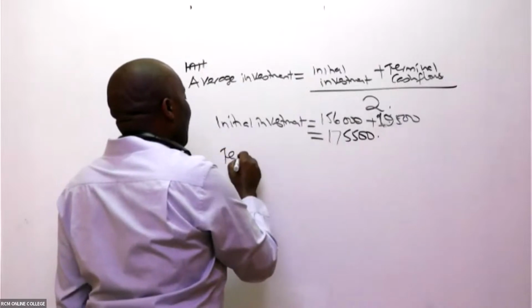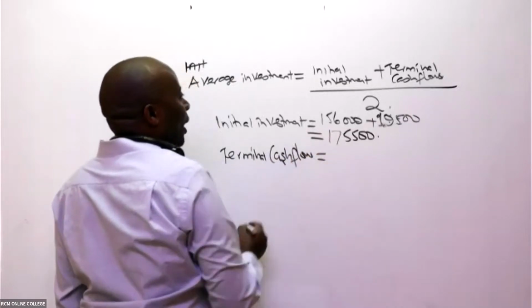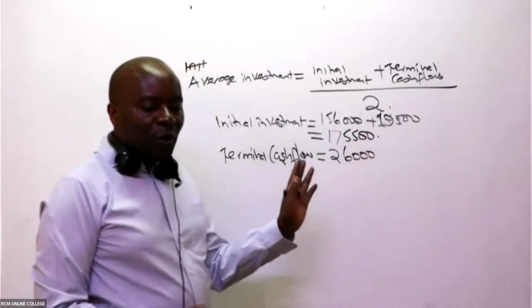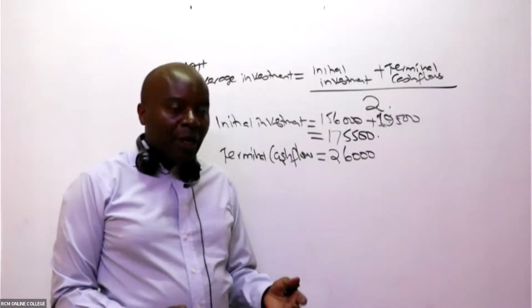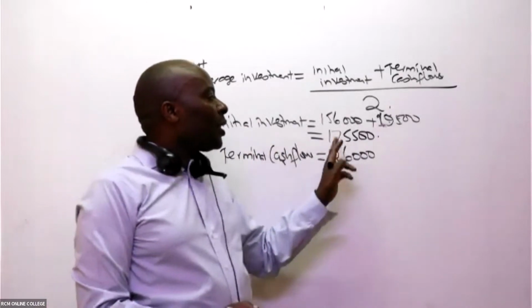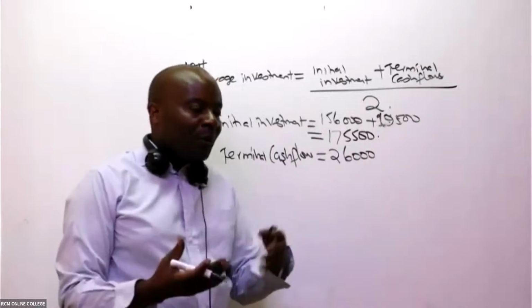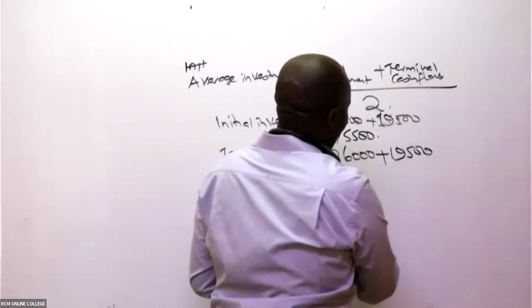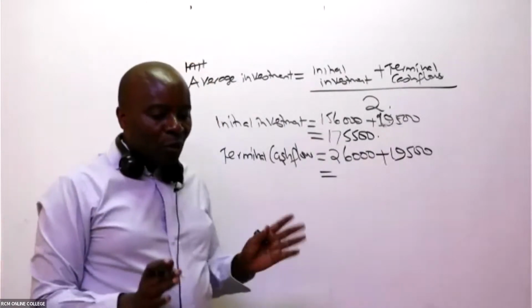Then somebody give us the terminal cash flow. The terminal cash flow, of course, is the scrap value. At the end of the project, we shall realize our scrap value. But now these other scholars will tell us, when we are getting this average investment, that this working capital will be released to us. So in their case, they'll add 19,500. Can you kindly give me 26,000 plus 19,500?